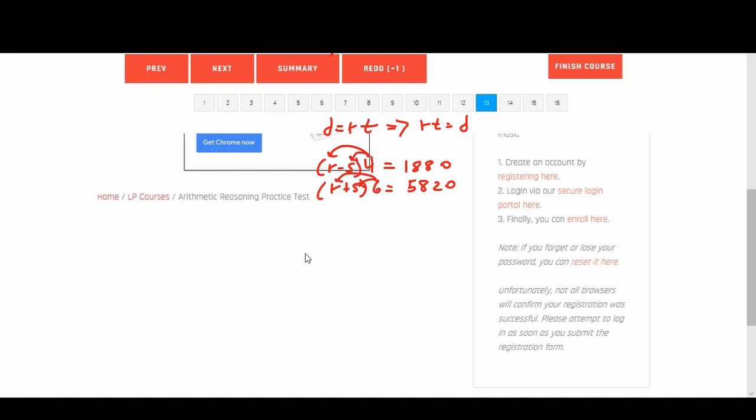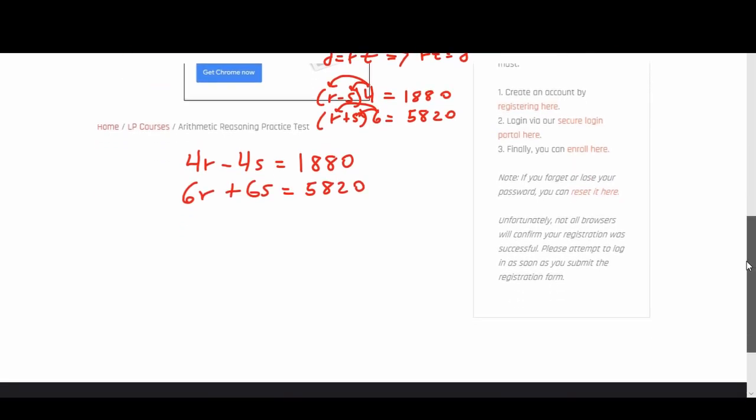Okay. So what I'm going to do now is distribute this 4 here and here, and distribute this 6 here and here. 4 times r is, and let me start moving over here, 4r. 4 times negative s is negative 4s equals 1880. 6 times r is 6r. 6 times s is 6s equals 5,820. Okay. Now we have a system of equations we can use to solve r and s.